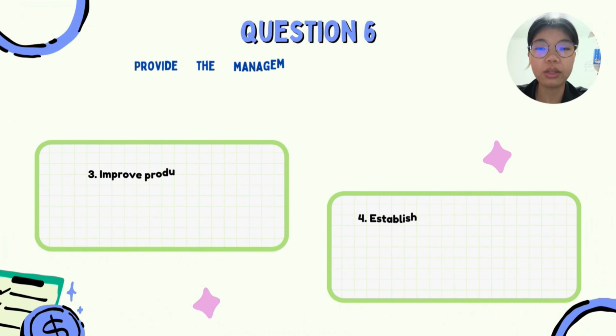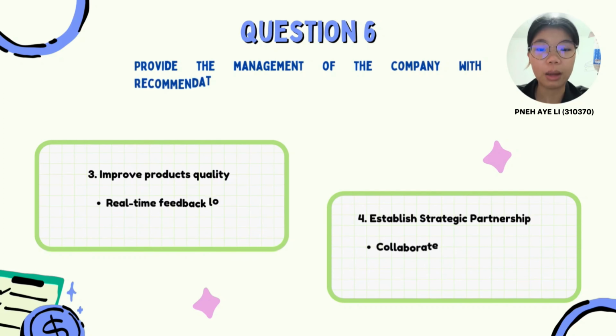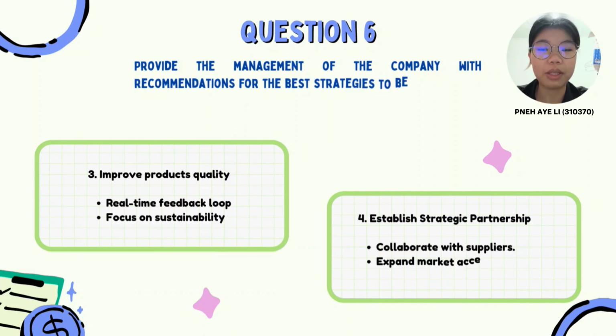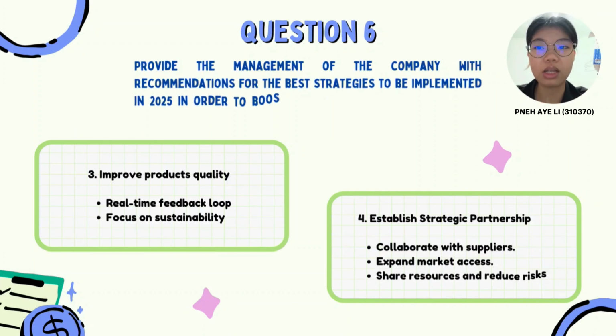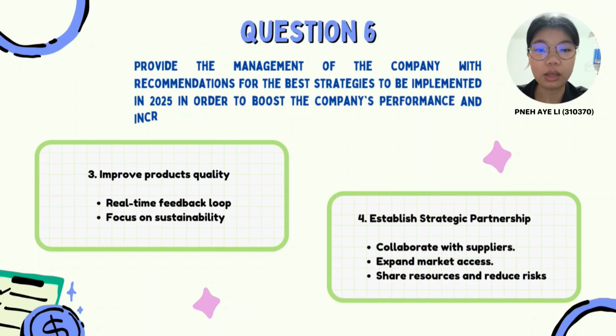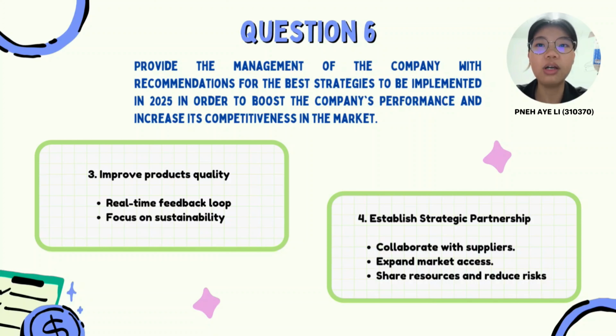The third recommendation that can be implemented by the company in order to boost its performance and increase its competitiveness in the market is by improving product quality. First is a real-time feedback loop, where the company can use AI to analyze the customers' reviews instantly and fix the product's flaws before they are scaled. Next is a focus on sustainability. The company can improve the build quality and also eco-transparency, as 2025 consumers prioritize green and durable goods.